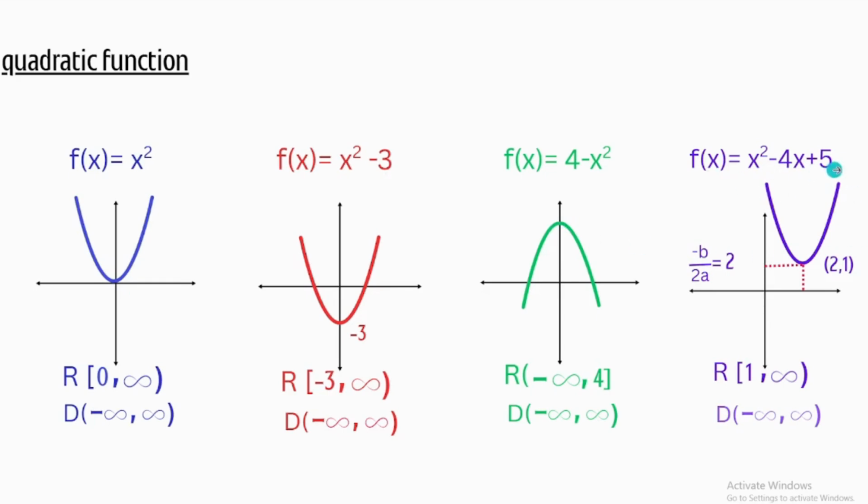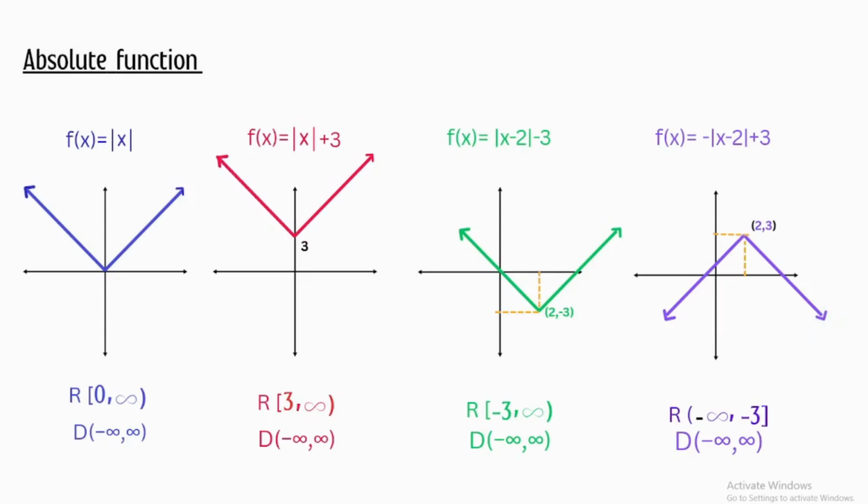If the vertex is not observed, we get it from the law minus b over 2a to get x, which is 2, and substitute in the function to get y, and we say the range starts from 1 to infinity, since it looks upward. Of course, 1, 4, negative 3 and 0, all of these intervals are closed. This point is included in the interval.